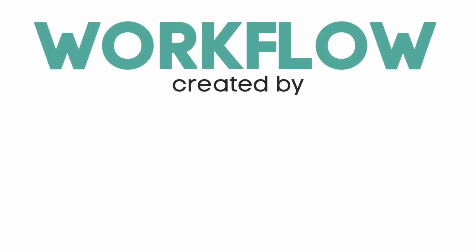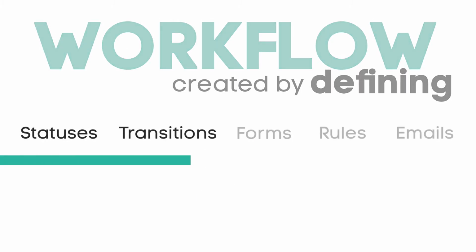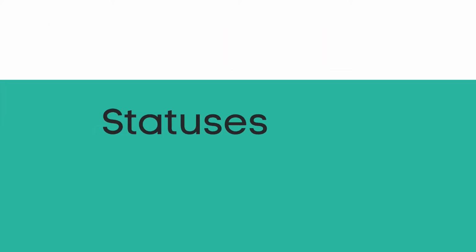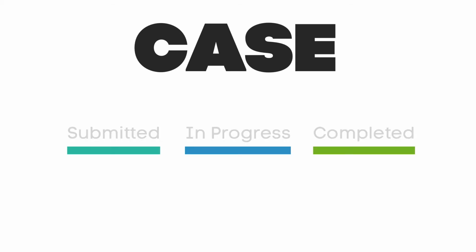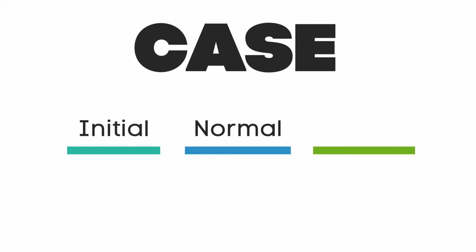A case workflow is created by defining statuses, transitions, forms, rules, and emails. Let's look at statuses. A status represents the position of a case at a particular point in its journey. A case can only have one status or be in one place at a time. For example, submitted, in progress, and completed. There are three types of status to a workflow. There's the initial, how a journey begins. There's normal, what happens along the way. And final, the destination reached or someone decided to stop.